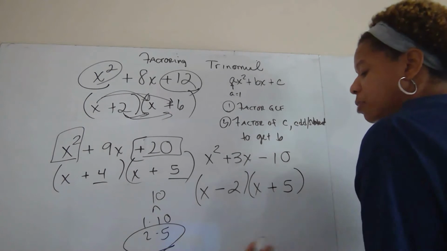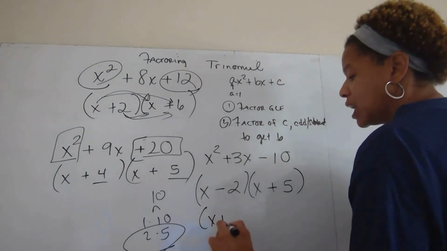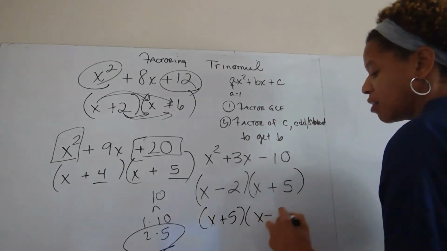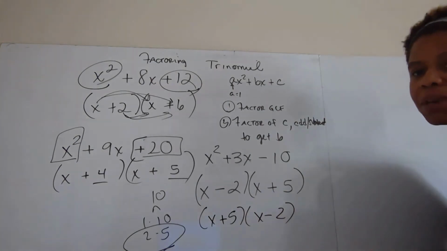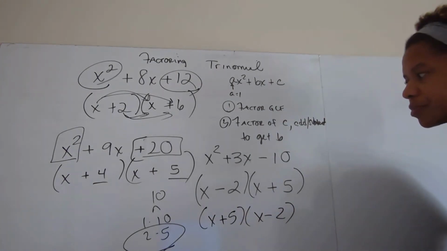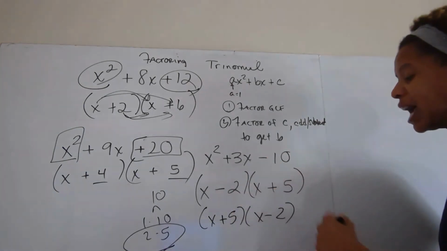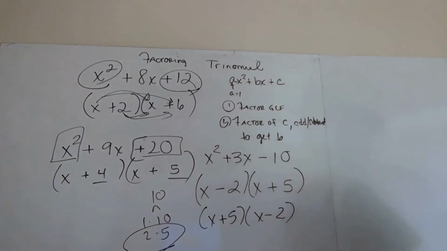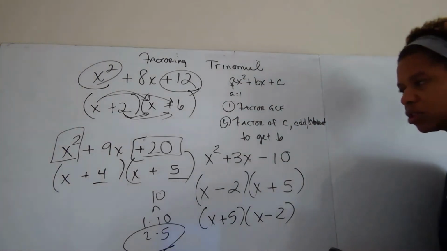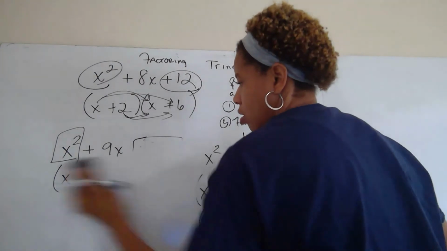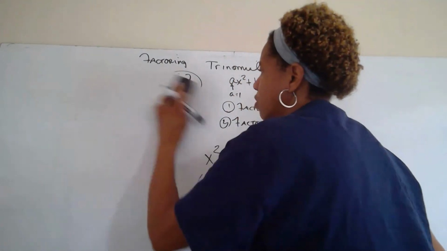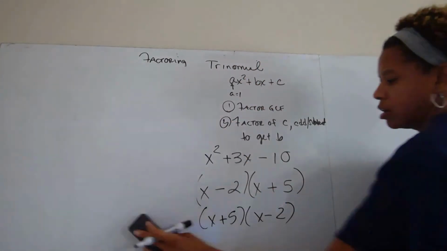And remember that multiplication is commutative. What's that mean? It means if you have it as x plus 5 times x minus 2, it means the same thing. Because if you multiply it out, you're still going to create x squared plus 3x minus 10. And that's what we're doing when we're factoring trinomials, when our a is 1.